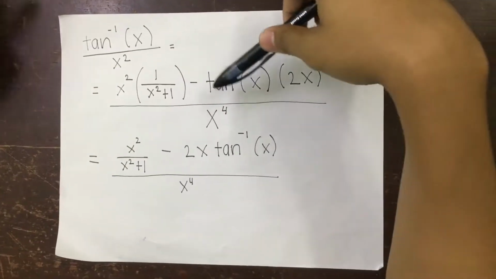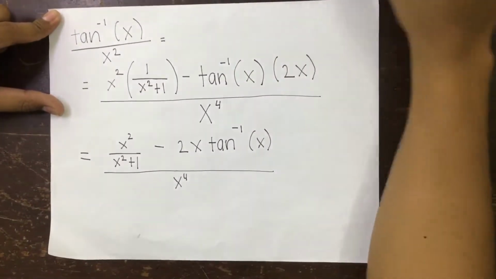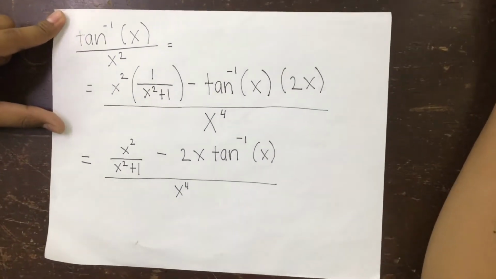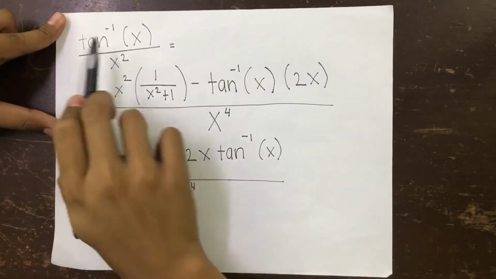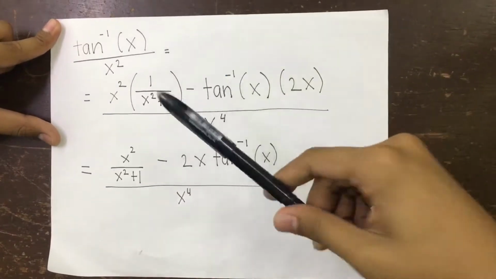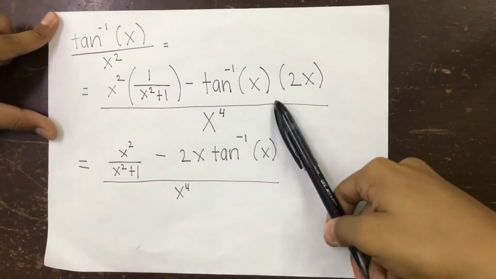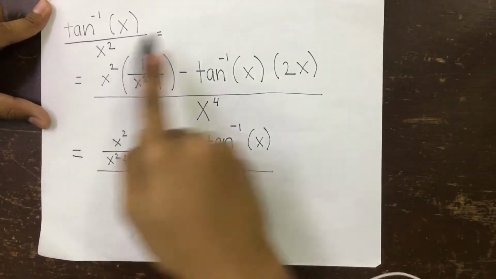So now we're going to tackle an example which applies the rule of inverse trigonometric function. So let's start. We can see that this function is a quotient. So we're going to use the quotient rule, which is low d high minus high d low over low squared. So let me show you how I did it.